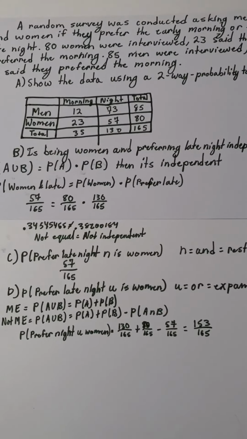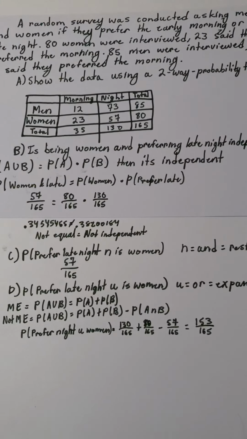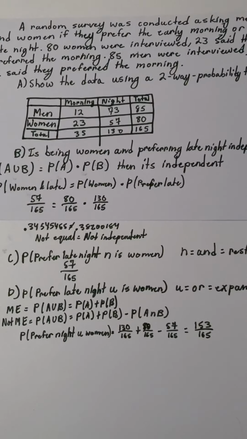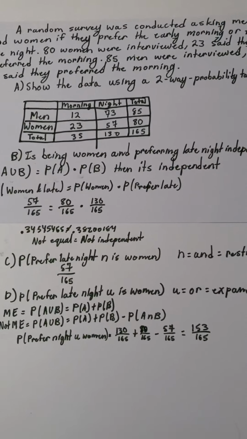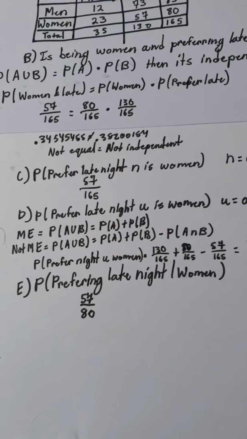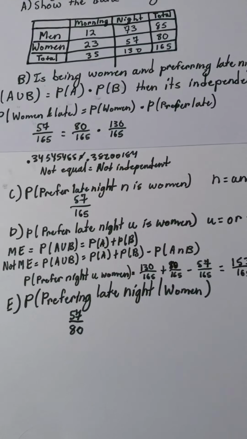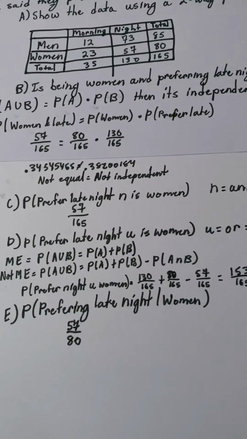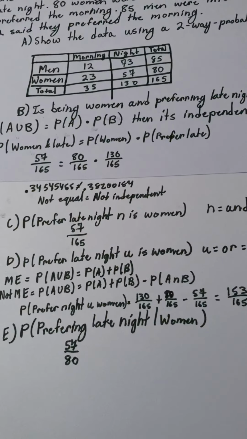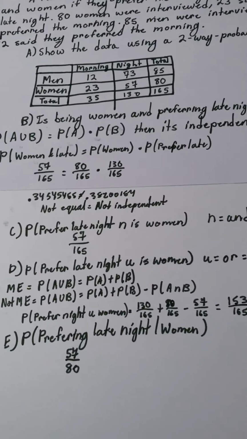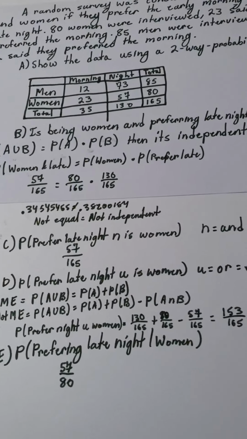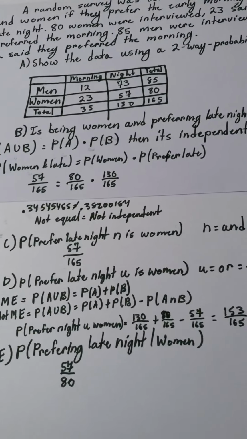And if you want to fact check that, all you have to think of is the only group that does not fit the situation is men that prefer the morning, which is 12 people. So 165 minus 12 is also equivalent to 153, which would give you the same answer. For E, we are looking at the probability of preferring late night given the person is a woman. And so that means that our denominator is going to be 80 because we're just looking at women. And then our numerator will be 57 because we're looking at the number of women that prefer night.